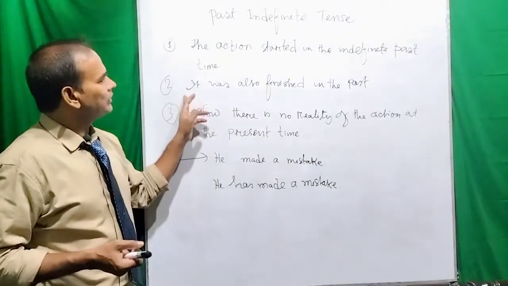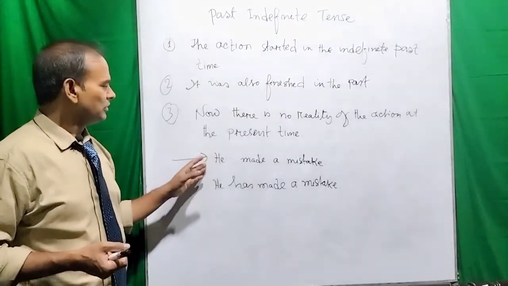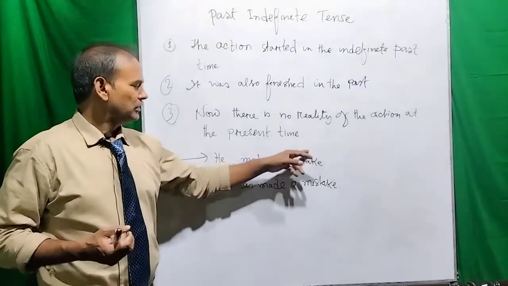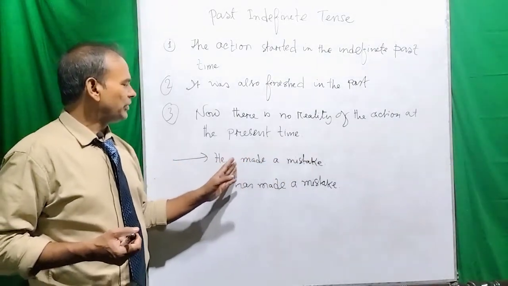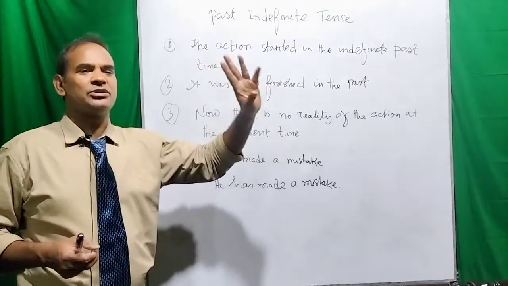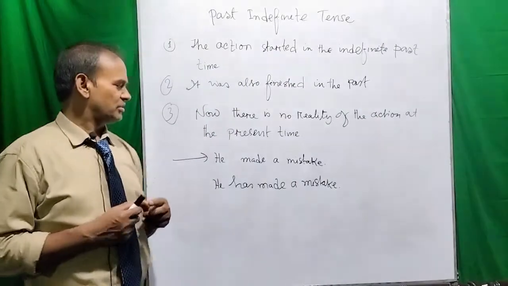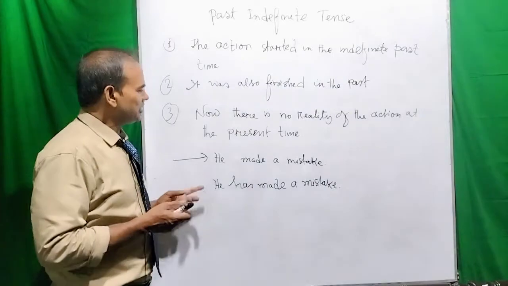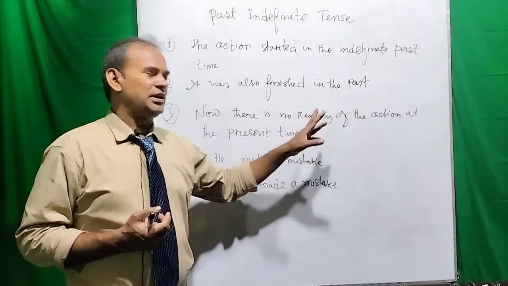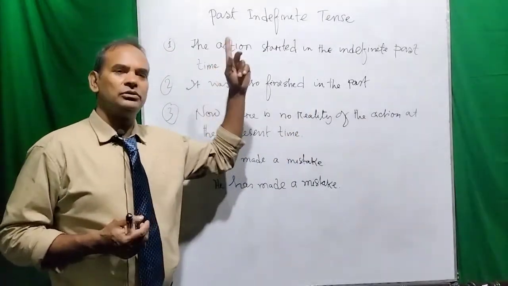And the action also finished. He also finished the action. That means he also finished making a mistake in the past time. In this case also, we don't know when the action finished. And third of all, there is no reality. He made a mistake. There is no reality of this action now. He made a mistake long ago or 1 second ago.